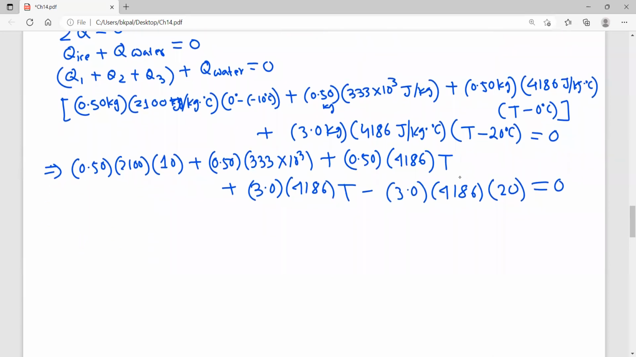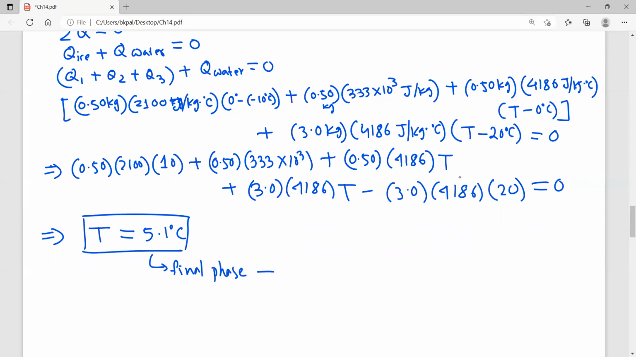So if you plug all these values in your calculator correctly, you should get something like this. Actually, I did all together. So what I got, final value T is equal to 5.1 degree Celsius. Okay, and this tells us that the final phase is the liquid phase.